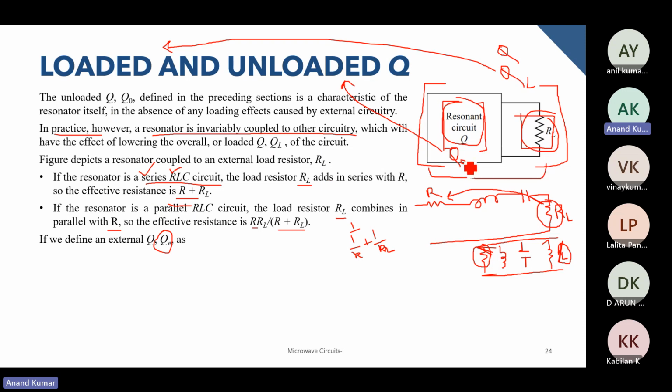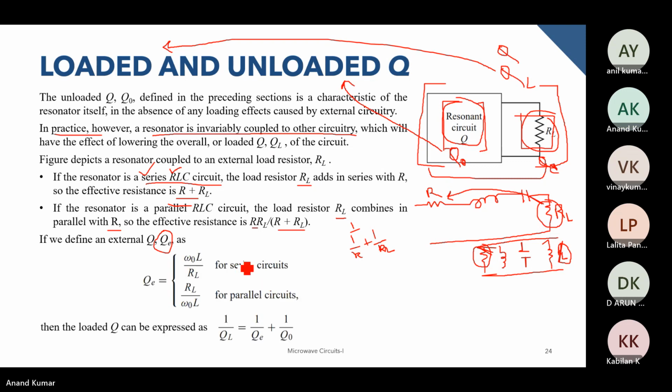So now we have Q naught as the quality factor of the resonant circuit, and external quality factor QE for the external circuitry. Okay, and the total quality factor is QL or Q. So the quality factor for the external circuit will be omega naught L by RL, this is for the series circuit, and for the parallel circuit it will be RL by omega naught L.